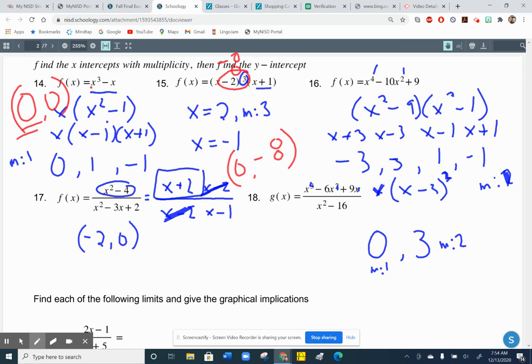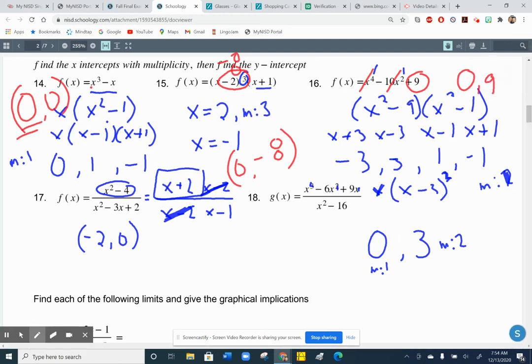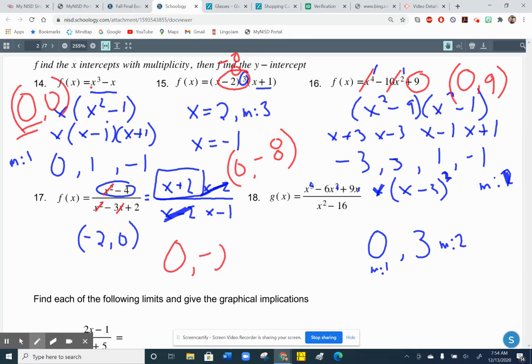Over here, when we plug in 0, this one's gone and this one's gone, and we're just left with a 9. So 0, 9 is the y-intercept for number 16. Then 0, 0, and 0, so negative 4 divided by 2 is negative 2. So this one has a y-intercept at 0, negative 2.